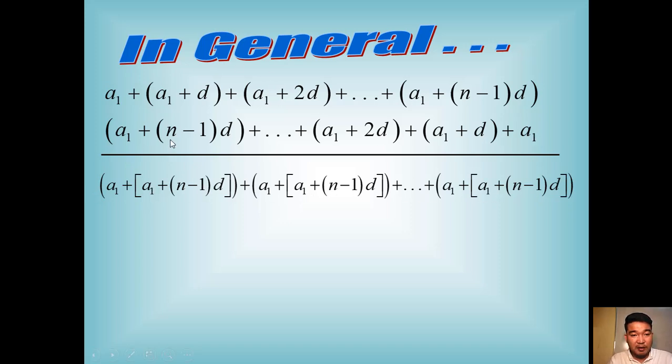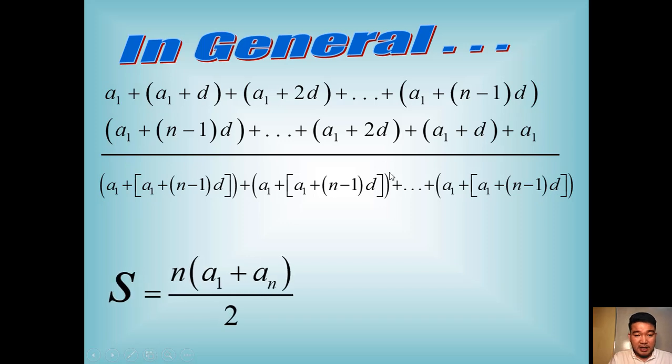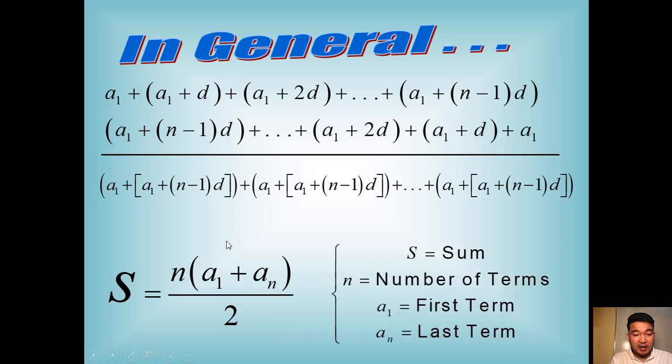So you will have this sum. This is the sum of these two parallel series. And then simplifying this, S, or the sum, is equal to N times the quantity of A sub 1 plus A sub N all over 2. So this is now our general formula in solving for the sum of the terms in the arithmetic sequence. So S stands for sum, N is the number of terms, A sub 1 is the first term, A sub N is the last term.